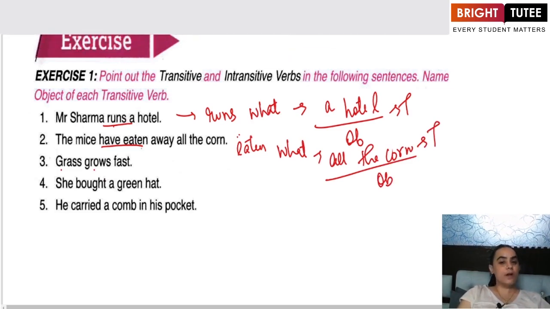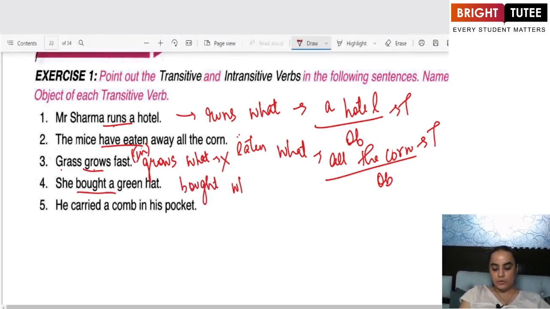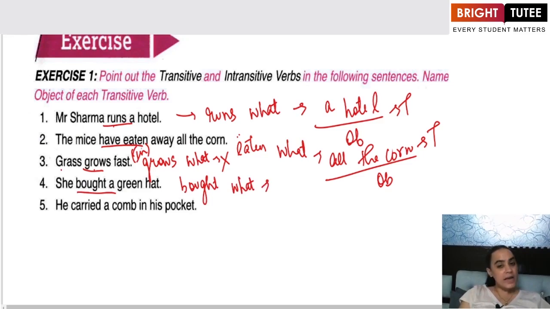Grass grows fast. What is my verb? Grows. Ask the question, grows what? Do I have an answer? No. So this is what? This is intransitive verb. She bought a green hat. What is my verb? What? Ask the question, what? Do I have an answer? Yes, a green hat.